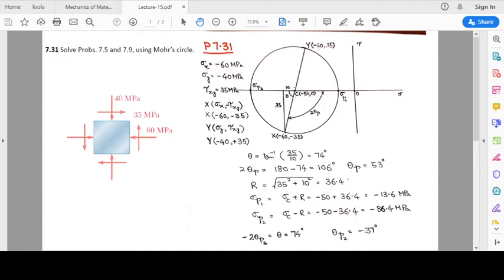Now the values of principal stresses, we can find. The radius Cx, r is equal to square root of 35 squared plus 10 squared, so it is 36.4, and sigma P1 is going to be sigma C plus r, so it is minus 13.6 megapascals, and sigma P2 is going to be sigma C minus r, so it is minus 86.4 megapascals. So these are the same results that we had obtained in the solution of problem 7.5.